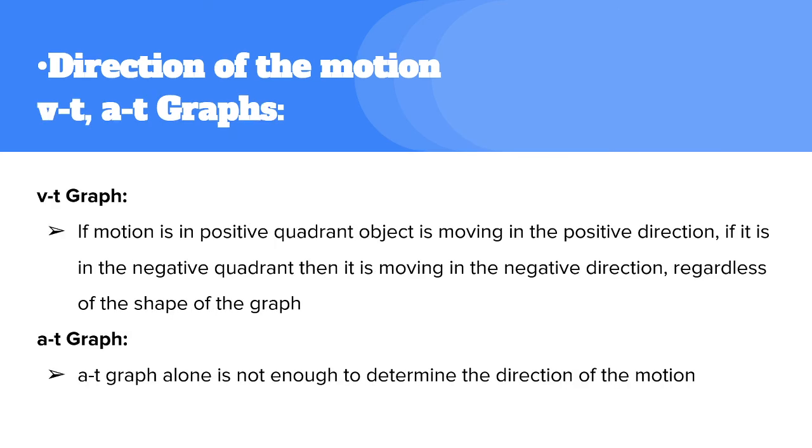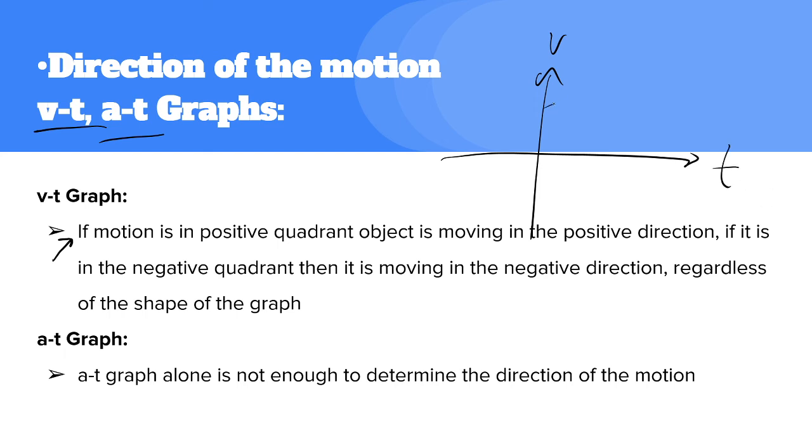And direction of the motion, velocity-time, and a-t graphs. So this is important for velocity-time graphs if motion is in the positive quadrant. What does that mean? So you have a velocity-time graph given to you.